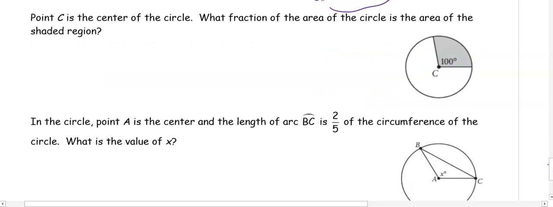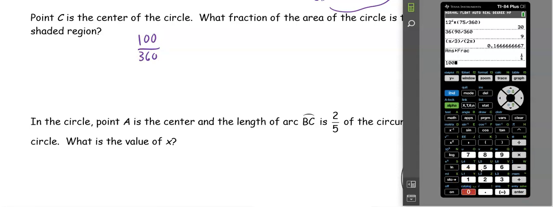Point C is at the center of the circle. What is the fraction of the area of the circle of the shaded region? So the shaded region is 100 degrees out of 360. We can reduce that, so 100 divided by 360. Math, enter, enter, which would be 5 over 18.